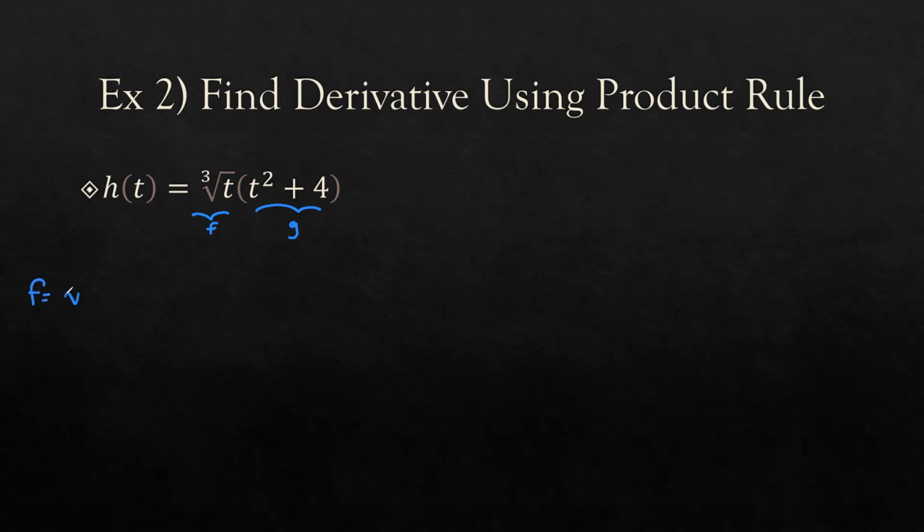f is cube root of t. Now, I think it'd be easier to write this as a power. So the cube root of t would be t to the 1/3, right? And then f prime is just power rule, right? So this is 1/3 t, and then the new power is going to be old minus 1. So it's basically 1/3 minus 1, or 3/3. So 1 minus 3 is negative 2/3.